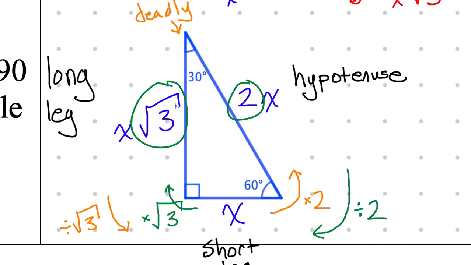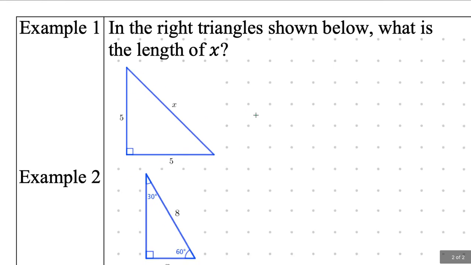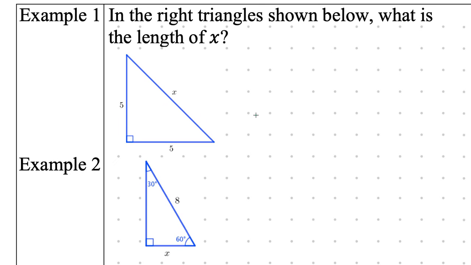Because you need to get rid of the square root of 3 and get a 2. All right, let's do some example problems. So those weren't even real problems? Those were how to do these problems. Now I'm going to actually do the problems.